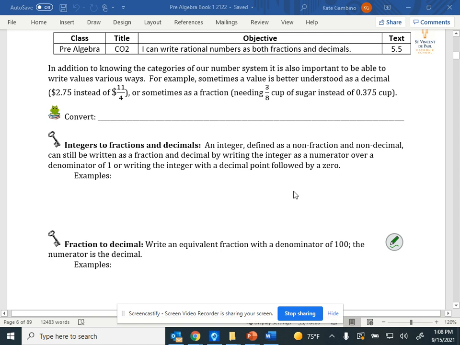So today we're going to learn about converting. Converting from fractions to decimals, converting from decimals back to the fraction. So to convert is to write a value in a different way. To write a value a different way.